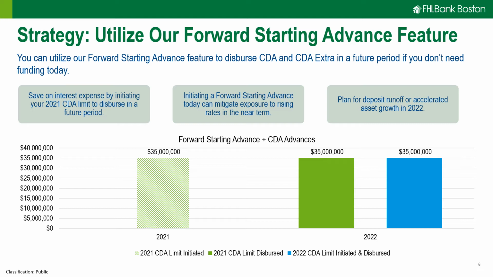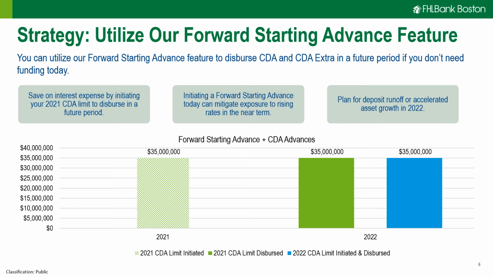Another great benefit here is you can plan for deposit runoff. So if you have CDs that are going to run off and you don't think those are going to renew, then you can fill the gap in funding by taking out a forward starting advance. Same thing on the asset side of the balance sheet. If you have growth that you're planning for, whether it's a loan purchase or an investment, then you can fund it and time it for when that asset is going to come on the books.